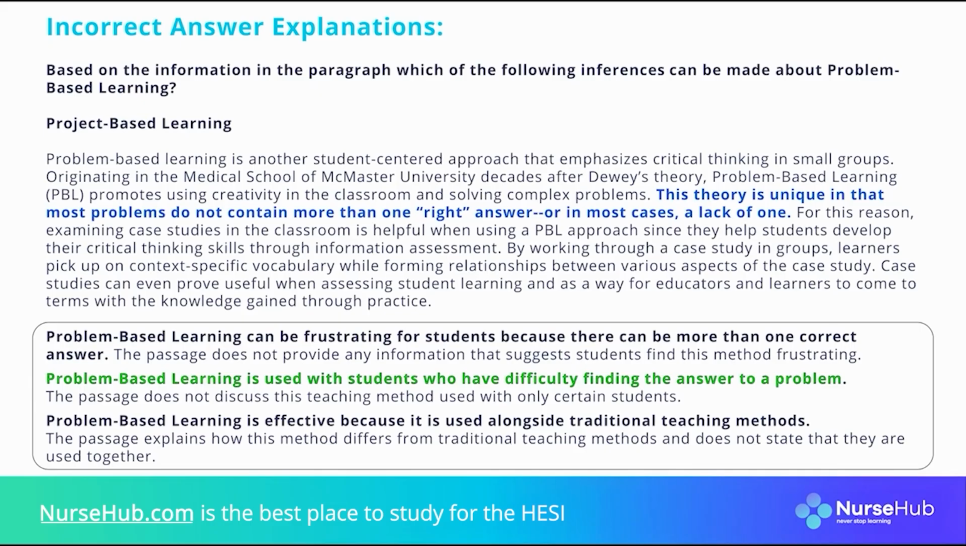Problem-based learning is used with students who have difficulty finding the answer to a problem. The passage doesn't discuss this teaching method used with only certain students. So this answer is incorrect. Problem-based learning is effective because it's used alongside traditional teaching methods. This passage explains how this method differs from traditional teaching methods, and it doesn't state that they're used together. Cannot make this inference.